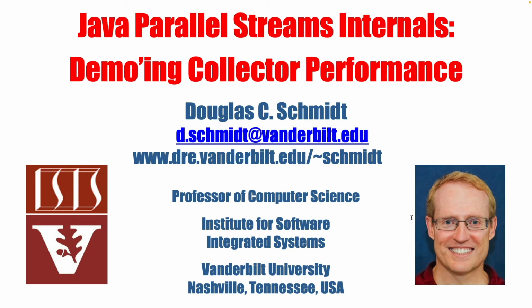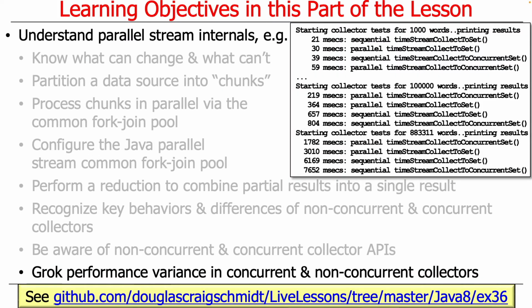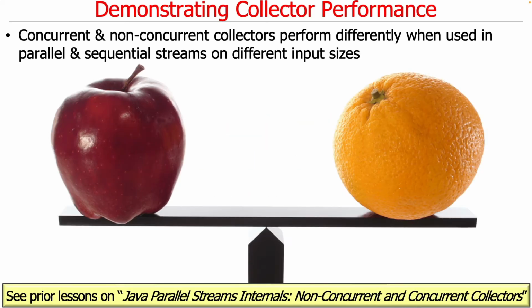So we're going to wrap up today's discussions by demonstrating the performance of different types of collectors. And we'll look at the variation in performance between concurrent and non-concurrent collectors for different types of input under different circumstances and different types of collector behaviors. So as I've alluded to a couple times, concurrent and non-concurrent collectors may perform differently when used in parallel and sequential streams on different input sizes.